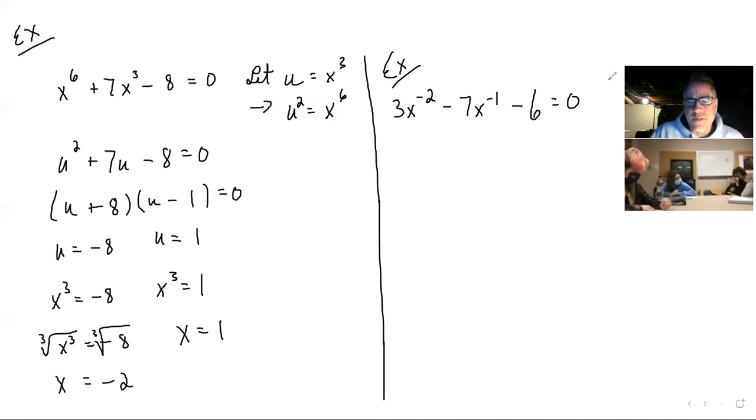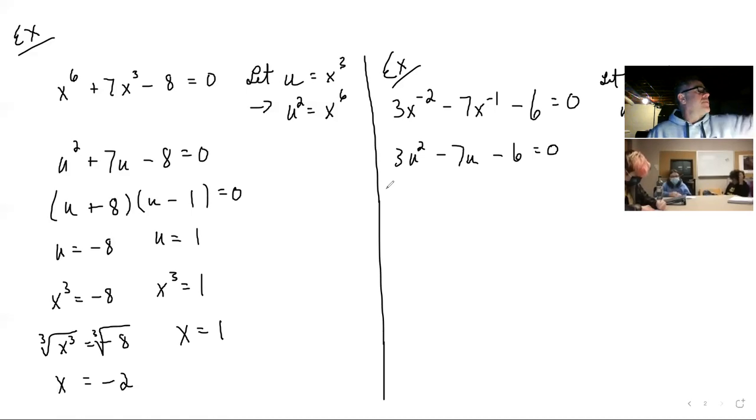So I'm going to write, let's let u this time be x to the negative first, the middle term. And that would make u squared equal to x to the negative second. All right, so I can go ahead and make my substitution, which I'll now have 3u squared minus 7u minus 6 equals 0.